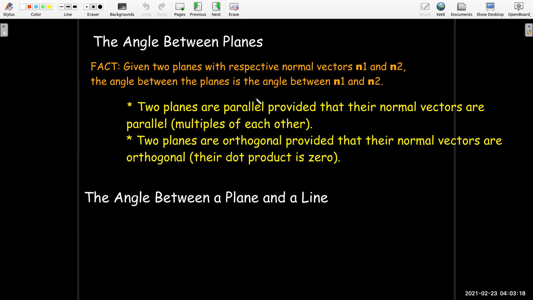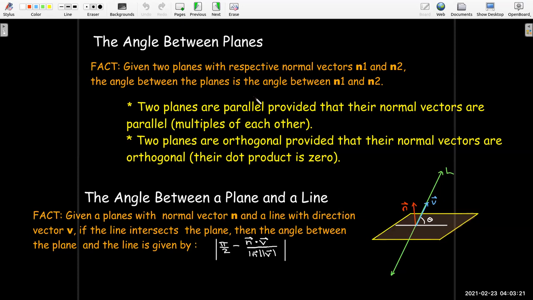The angle between a plane and a line, we've got to think about this a little bit more. So if I have a line L, which passes through a plane at a particular point here, and I place the tail of the normal vector at that point, if I want to calculate the angle then between the plane, so this is my angle theta, and the line, well, I can calculate the angle between the normal vector and the direction vector of the line.